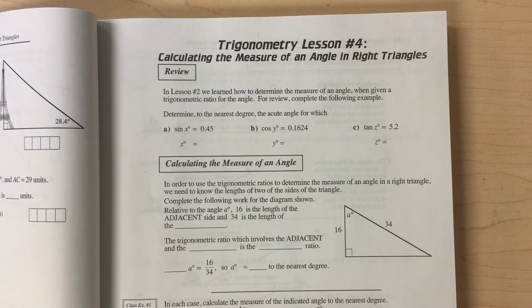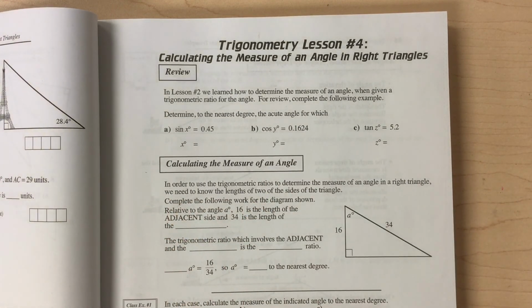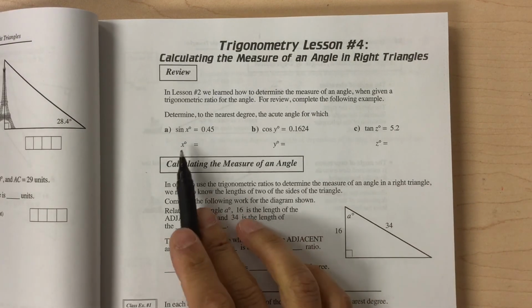Welcome to lesson number 4. We're going to be looking at calculating the measure of an angle in right triangles. So in lesson 2 you learned how to measure an angle using a trig ratio, and so we're just going to review by doing a couple of these.